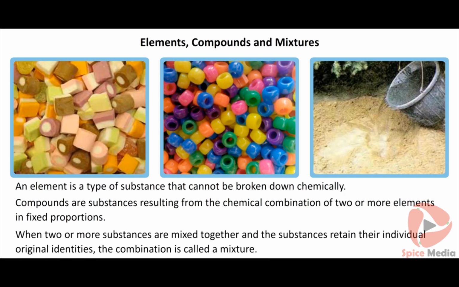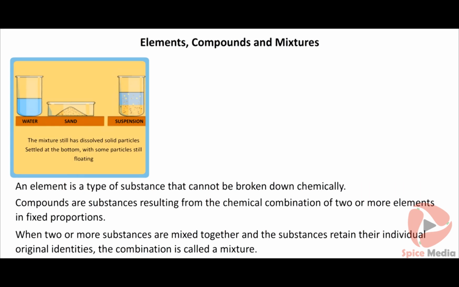When two or more substances are mixed together and the substances retain their individual original identities, the combination is called a mixture. For example, if you mix sand and water, sand retains its own properties and water retains its own properties. In a mixture, two or more substances are brought together and no chemical reaction takes place.